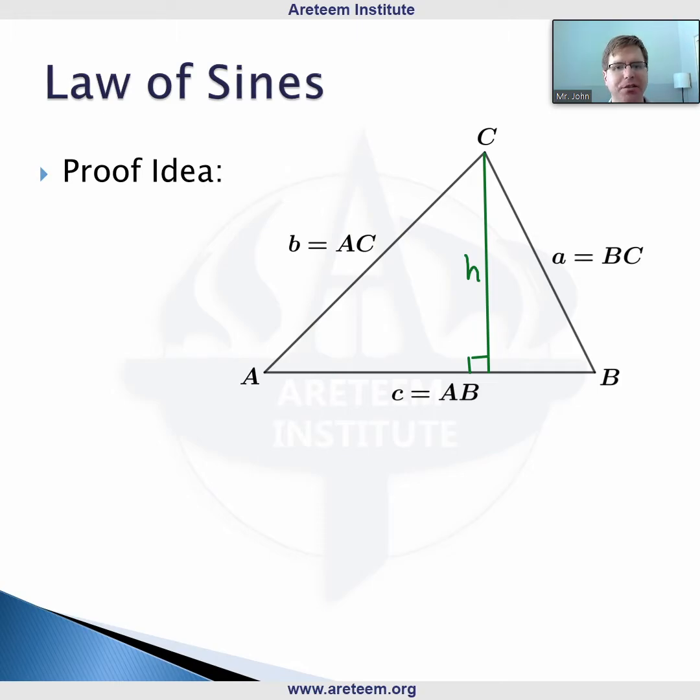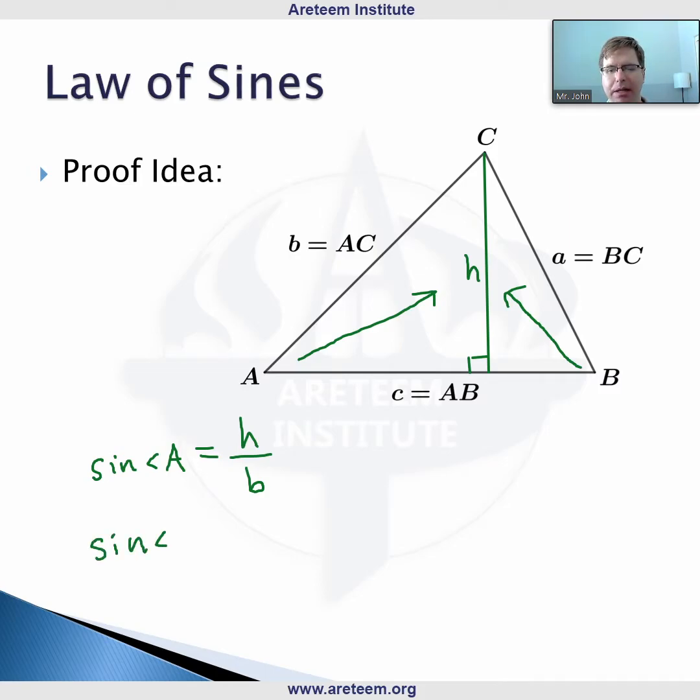Well, now we have some right triangles, and h is the opposite of A here, and it's also the opposite of B here. So using basic right triangle SOHCAHTOA trig, what do we have? Sine of angle A is opposite, so the opposite here is h, divided by the hypotenuse, which in this case is b. So sine of angle A is h over b. And we have a similar thing for sine of angle B: sine of angle B is h over a in this scenario.